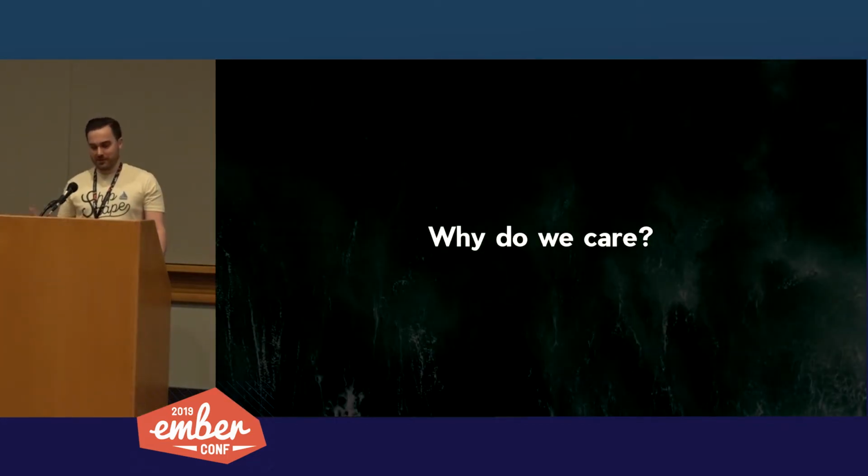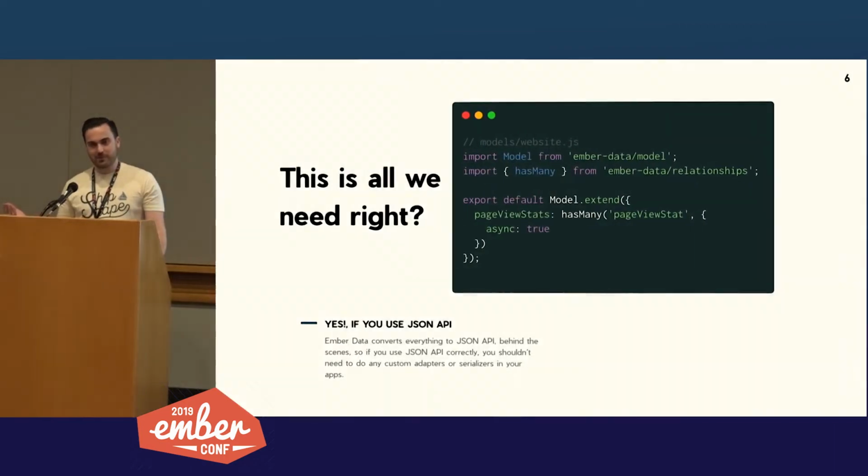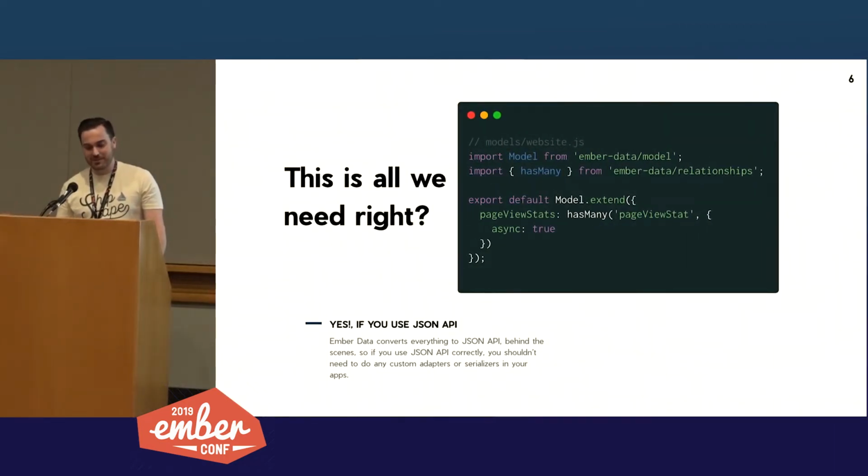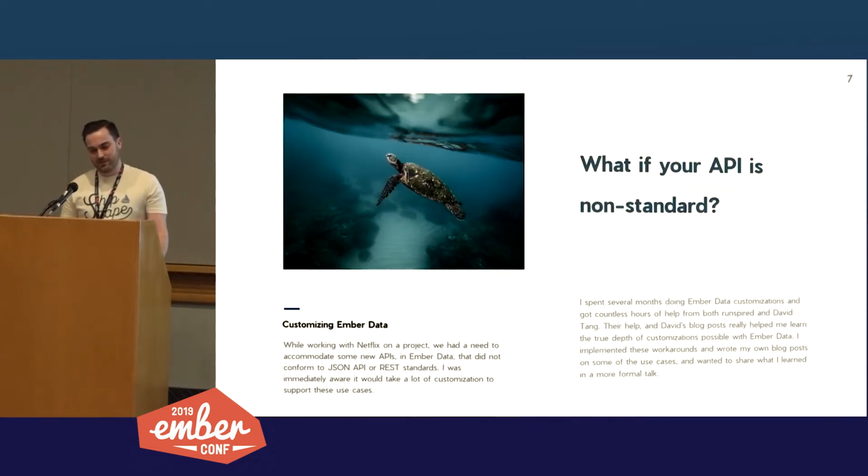But why do we care, right? Because if you were like me before I did all this customization stuff, all you need is a model. Like, you don't need any customization, it just works, right? Well, this is true if your backend developers have done a really good job of conforming to JSON API, and all of your adapters and serializers just work, and you don't need to do the customization. But it's often not that clean.